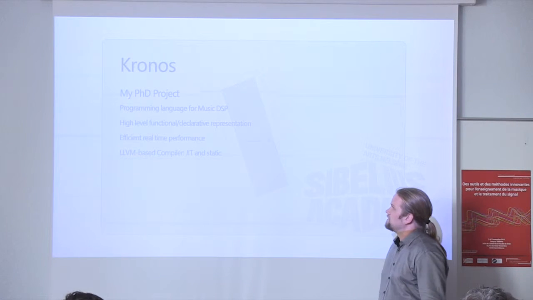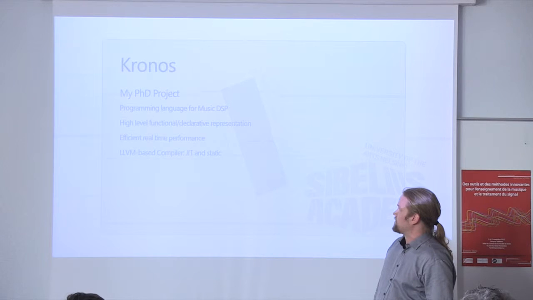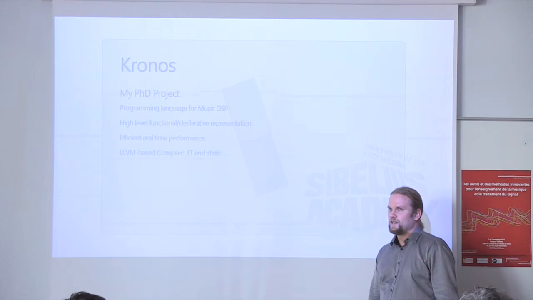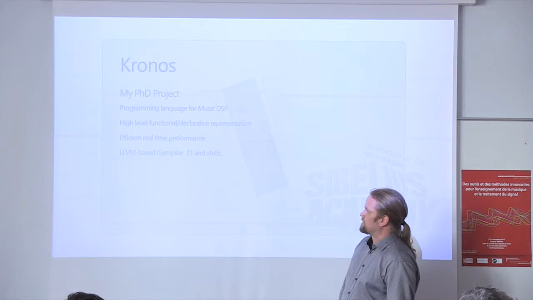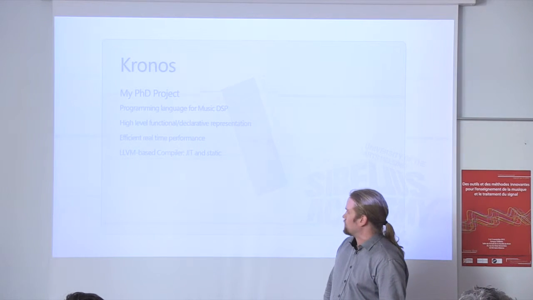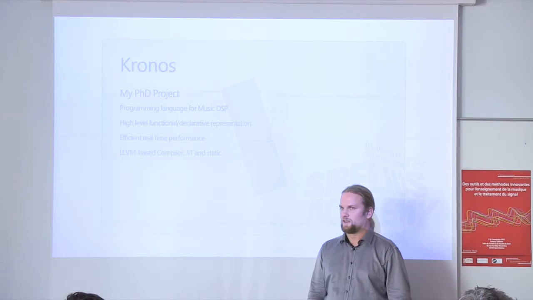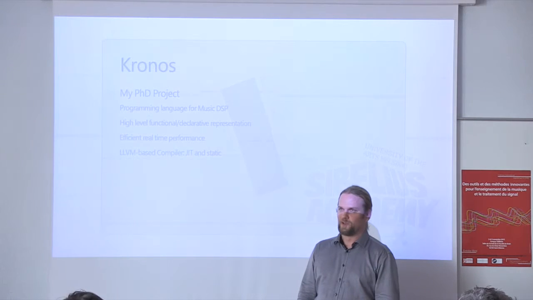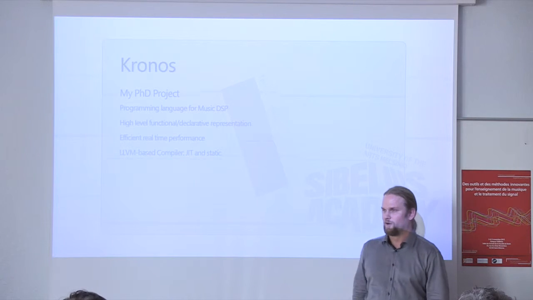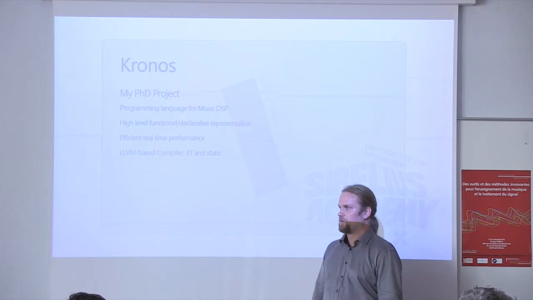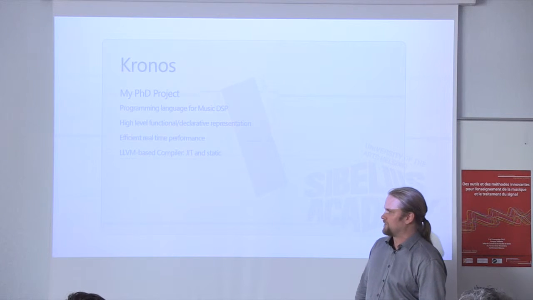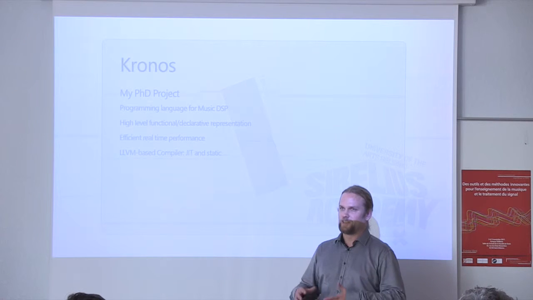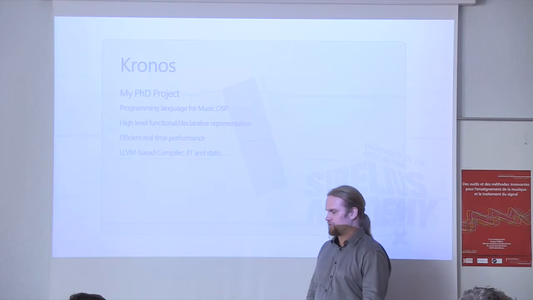So Kronos has a high-level functional declarative representation in source form, and it strives for efficient real-time performance. This is realized with the help of an LLVM-based compiler, which has both just-in-time compilation and static compilation available. LLVM has been mentioned before. Both Jan and Albert are using it in their projects, and I think it's probably the de facto standard to go to if you're developing a code generator-based compiler infrastructure nowadays.